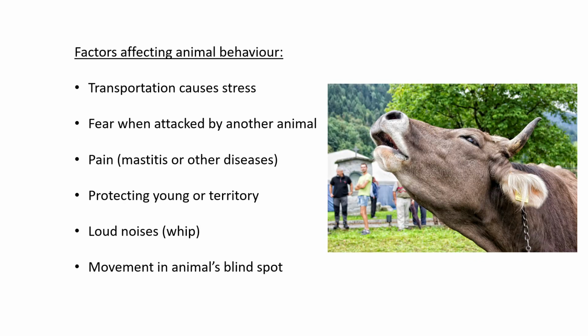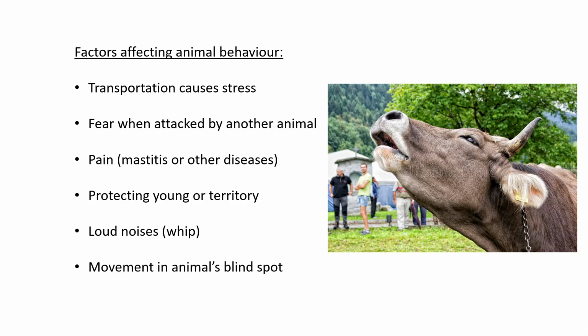And lastly, factors affecting animal behavior. So usually transportation causes stress of animals, and again, a stressed animal is an unpredictable animal. That's important to remember. Again, a fearful one as well. So when they are in fear, they will be attacked by another animal, or when they are attacked by another animal, they will be fearful and unpredictable.